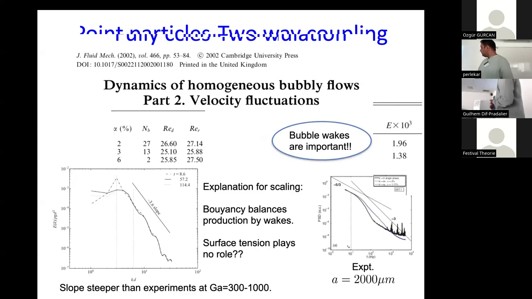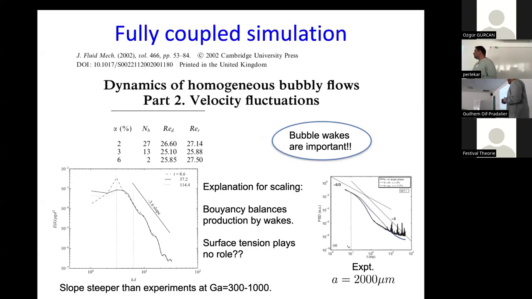Then there was the group of Ganesh Subramanian. He did some simulations of bubbles rising through a fluid, but at very, very small Reynolds or Galilei numbers. These are extremely small Galilei numbers, and they found a scaling of -3.6, which is not -3, but is close to experiments. They said that what is crucial is the fact that bubbles generate wakes, and these wake flows are the ones driving the fluid.